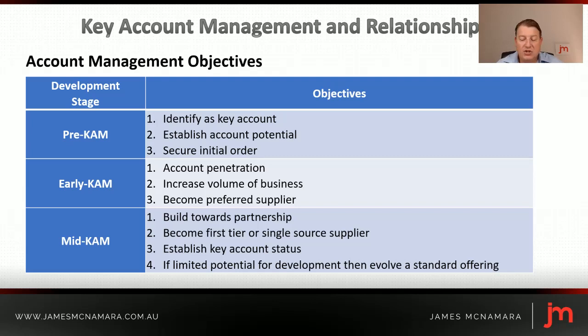Establish the account potential, which I just talked about, and obviously get the first sale, secure the initial order. Early, we're going to do an account presentation, increase the volume of the business, and try to become the preferred supplier. And we're wanting to build on towards partnership as we're going through the mid key account management, become first tier or single source supplier. So get 100% of supply from us is where you want to go. Establishing key account status, which is saying, hey, they now are a key account. Before that, we were exploring potential and trying to get evidence and move it forward to the point where they could be classed as a key account.